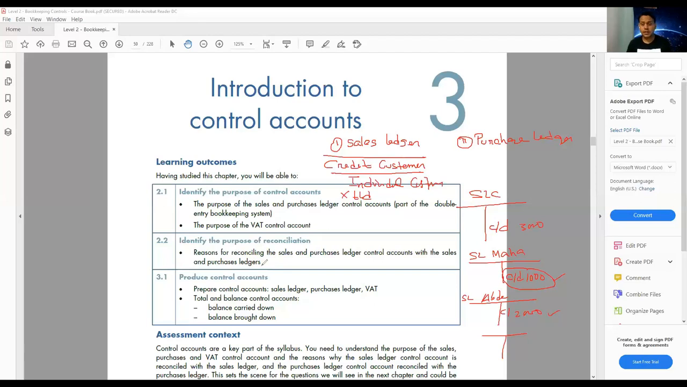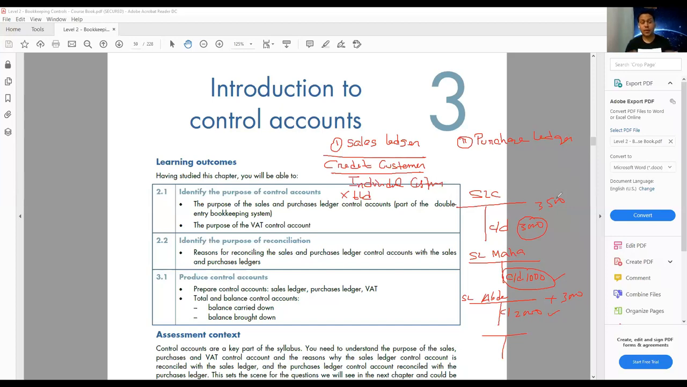All right, so let's see if I add my sales ledger and my sales ledger control balance and it is not matching. So for example, Maha and Abdul total balance is 3,000, but my sales ledger control is saying no, it's 3,500. So it's not matching. When it is not matching, I have to identify the reason why it is not matching. If I know the reason, I can solve the issues.